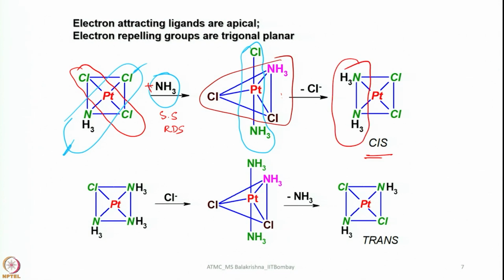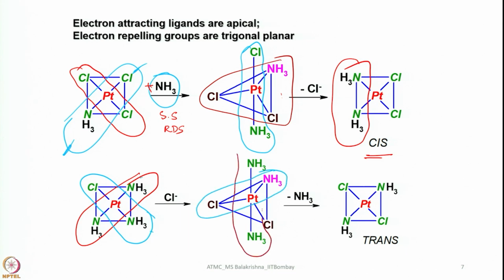So, now let us consider the opposite of that one, monocationic triamine chloroplatinum. Now it is very different. Electron attracting ligands are apical here, and the electron repelling group, because one chloride is there, has to be in the plane. So, this is in the plane and this is in the apical position. Now NH3 comes and, of course, plus is added, chloride is added.